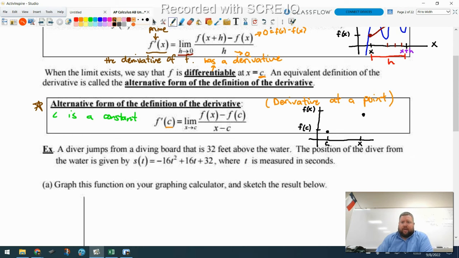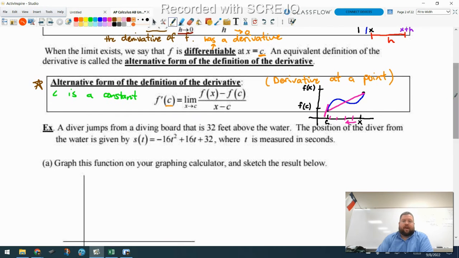The function could be just anything between here. I'll draw a simpler one this time. Let's try to connect them. When we're doing this, we're just finding the average rate of change, which is the slope between those two points. And then we are letting x approach c. So we're sending x this direction, closer and closer until it's exactly the same as c. And when that happens, we should have the slope of a tangent line at that point right there.